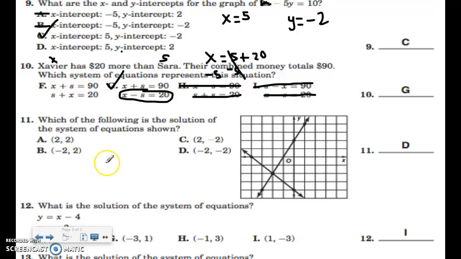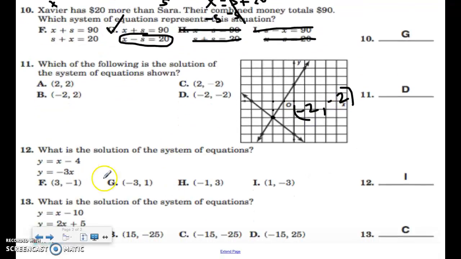Number 11. Which of the following is the solution of the system based on the graph? All I really want you to do is identify this point. There's the two lines. There's the intersection of the two lines. Tell what point this is. Well, here's the origin right there. So I'm going left 2, and down 2. So negative 2, negative 2. That's choice D.